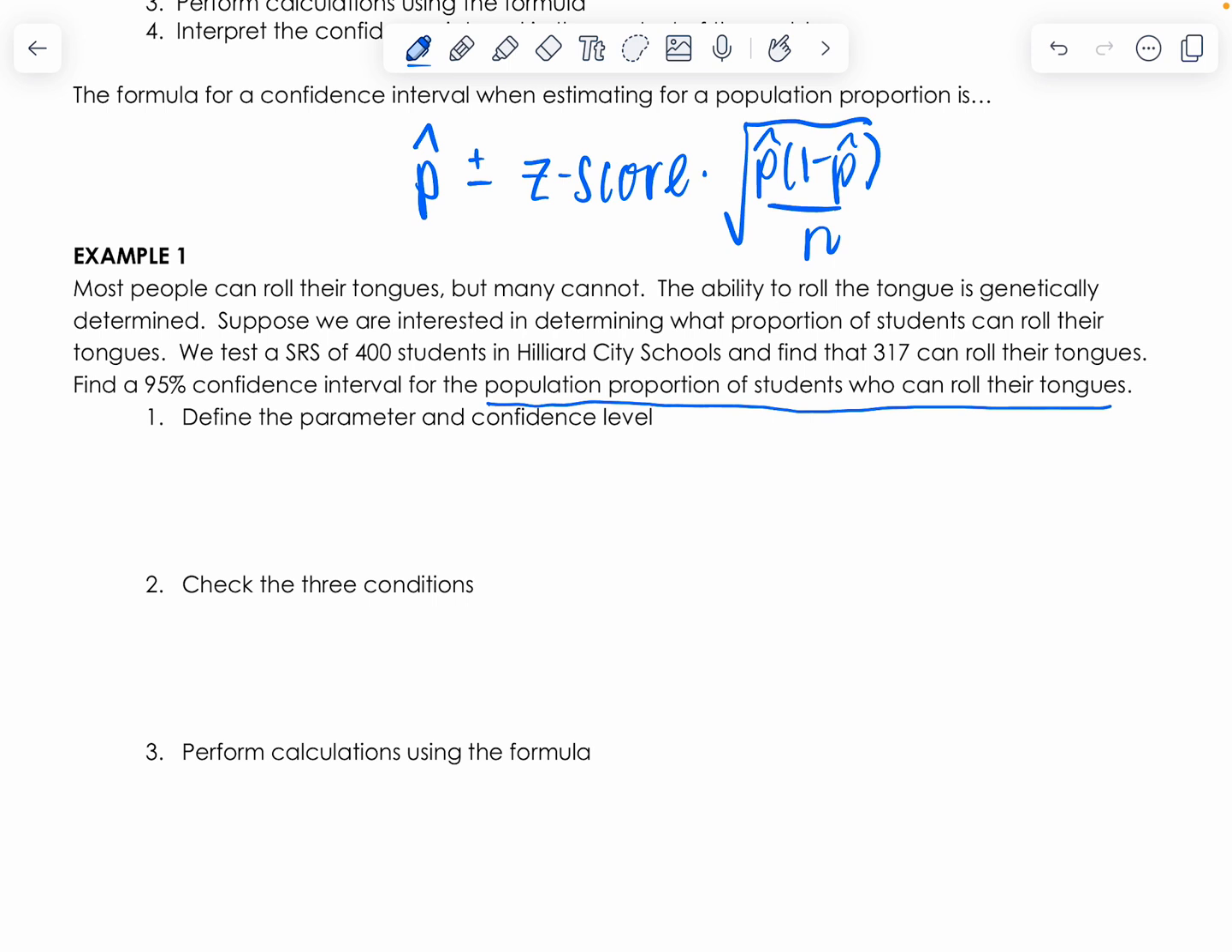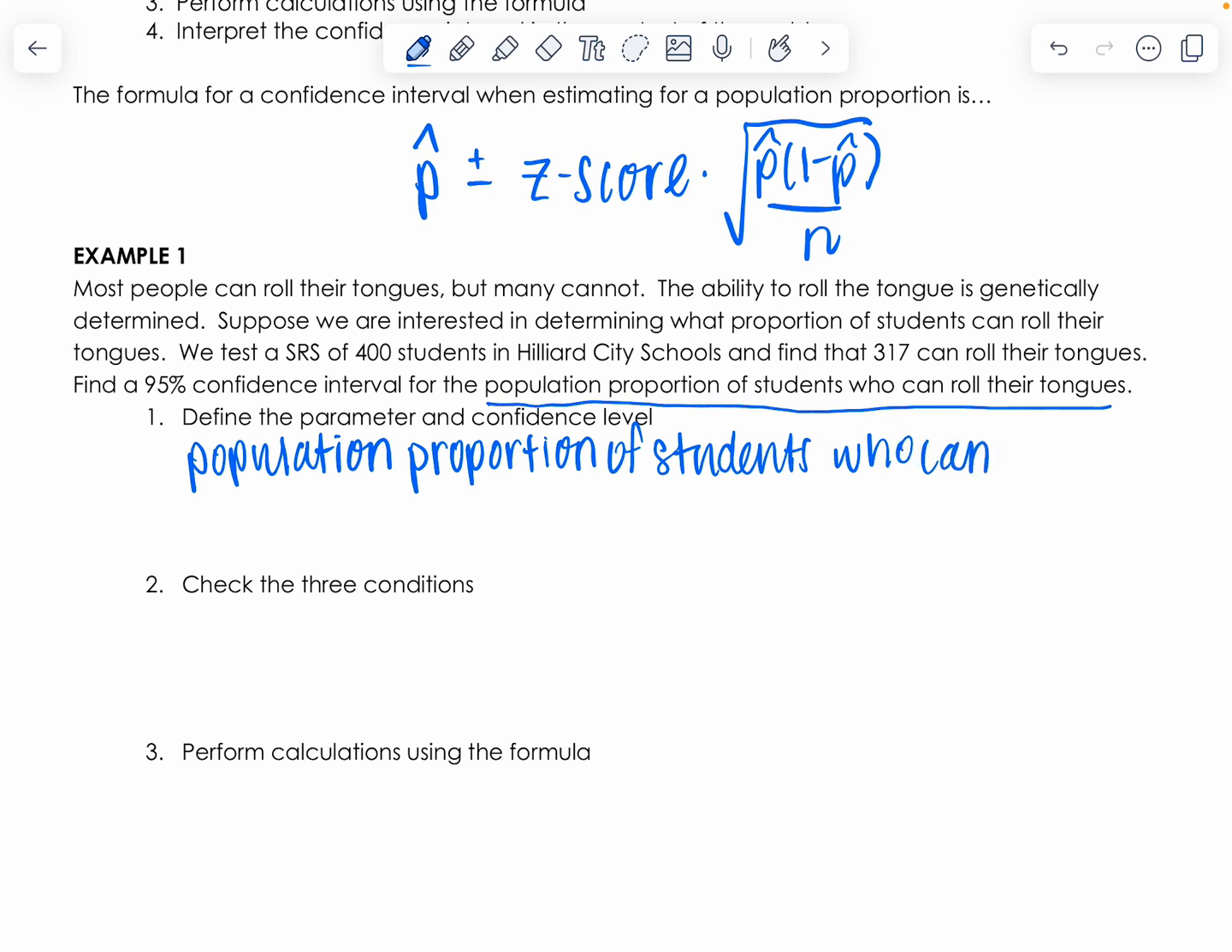That is what we are estimating. Okay, so that's our parameter. Proportion or percent, I don't care. And we are going to do this using a 95% confidence level.